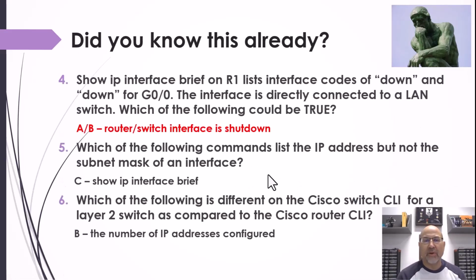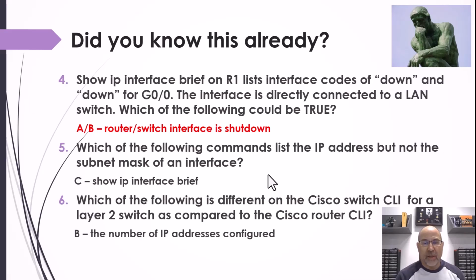Question number 4, show IP interface brief on R1 lists interface codes of down and down for G0/0. The interface is directly connected to a LAN switch. Which of the following could be true? Now, this is actually a problem. I have a problem with this particular question in the book because you can get down for two answers. Whether the router or switch interface is shut down, you'll get down, and I'll show you that in a second too. But the answer the book was looking for was B, the switch interface is shut down. Which of the following commands lists the IP address but not the subnet mask of the interface? The answer there is show IP interface brief.